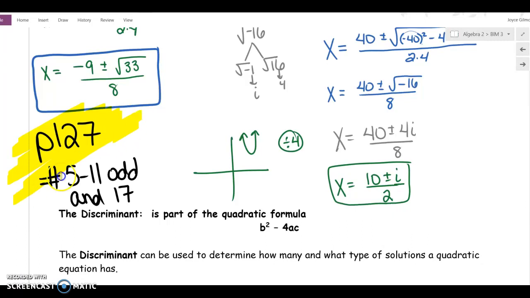Looks like a lot. It's really only 5 problems. And I did give you the odd problems, so if you want to check your answer in the back of the book, you can. Copying the answers from the back of the book does not help you learn math, but checking your answers to see if you got it correct is a good strategy.